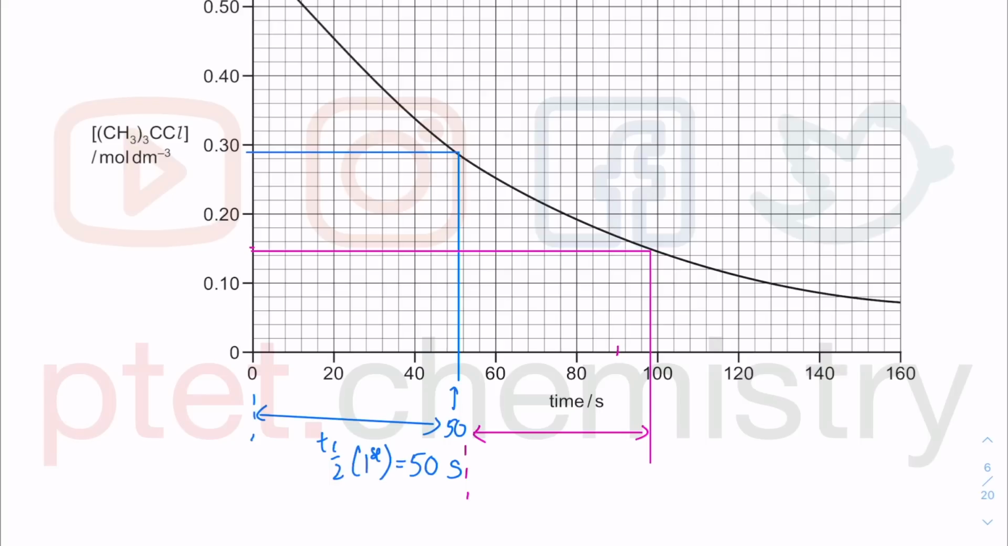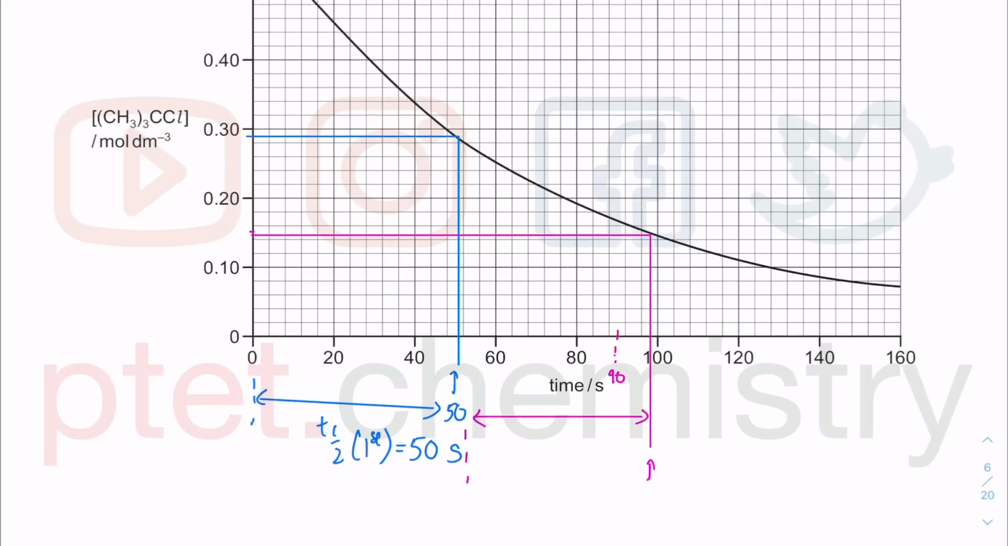How am I going to read this actually? So if that is 90, then there's 92, 94, 96, 98. So there's 98 seconds. But of course, the second half-life is going to be 98 minus 50 because it's not all the way from 0. It's from this blue colour mark here. So 98 minus 50, I get 48 seconds.